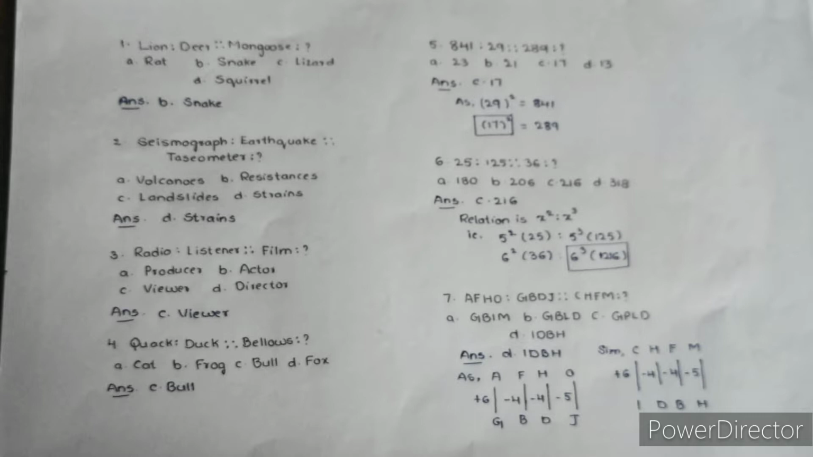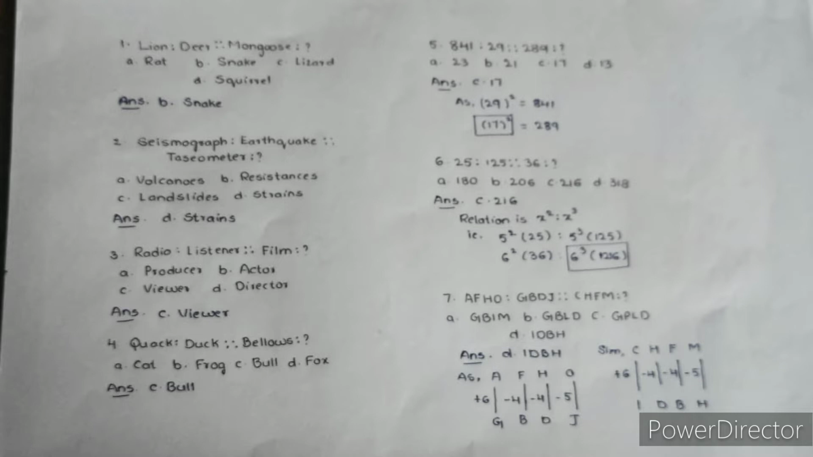And the fourth one is quack is to duck. Similarly, bellows is related to. Options are cat, frog, bull, and fox. So here, quack is a sound made by duck. Similarly, bull makes the sound of bellows. So the option will be bull.